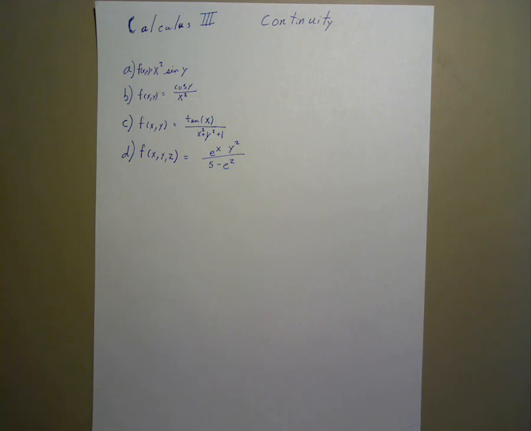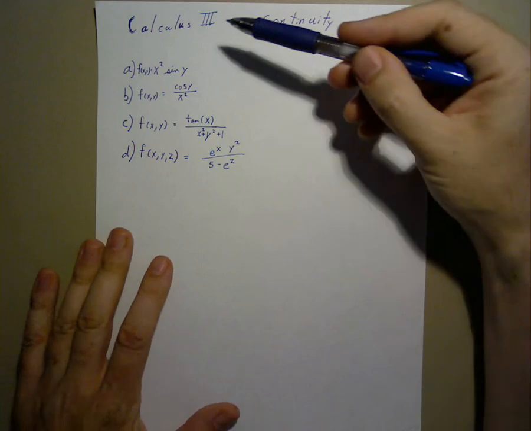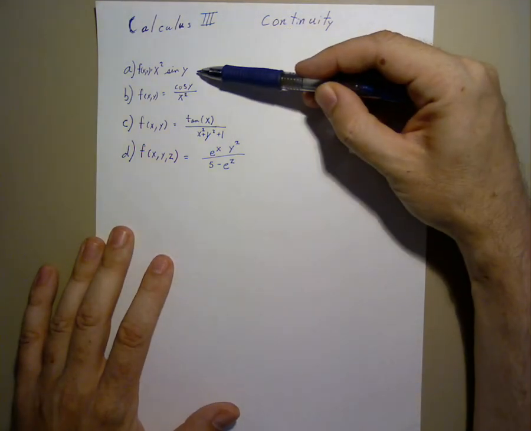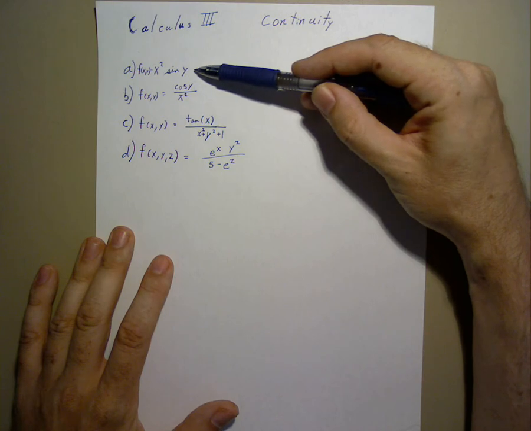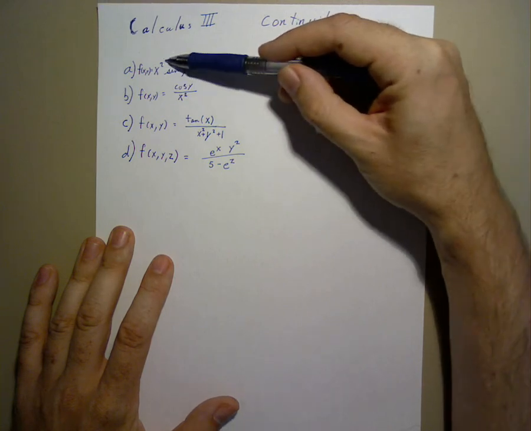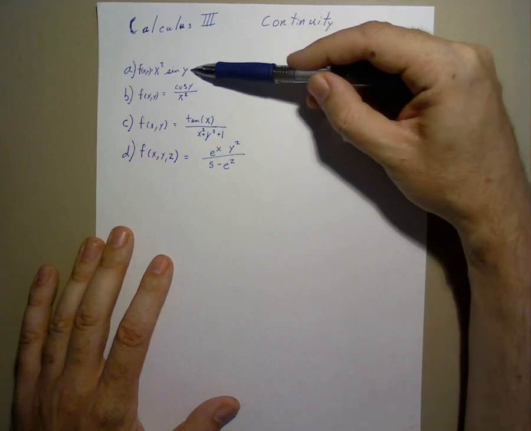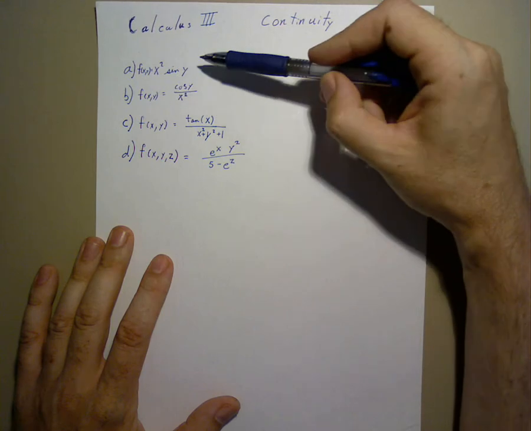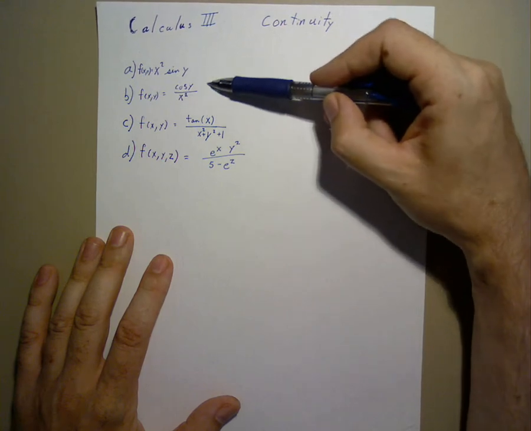Determining the continuity of a multivariable function is an extension of continuity in single variable functions. For instance, in our first function, we have x squared sine y equals our function. In this case, since x squared is defined at all points, and sine y is defined at all points, the total is also defined at all points.